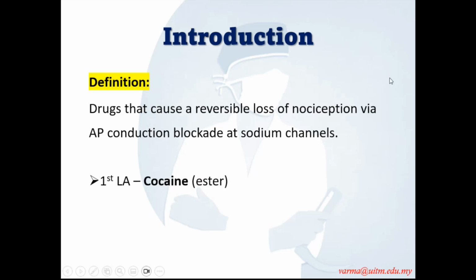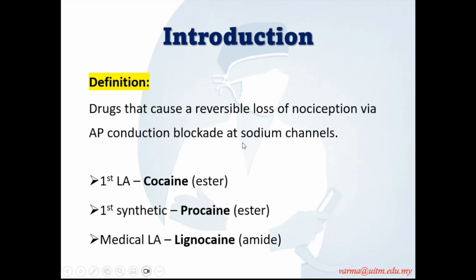Okay, so just a brief history. The first local anesthetic discovered was cocaine, which is in the ester group. Cocaine is not an opioid. It is very sad when asked in viva what group cocaine belongs to, people answer opioid. Just because it's a substance of abuse doesn't mean it belongs to opioid. It is the first LA that was discovered. Then the first synthetic LA that was produced is procaine, ester as well, but due to a lot of issues with esters, we moved on to amides. The first medical LA that has been synthesized and used is lignocaine, which is an amide.